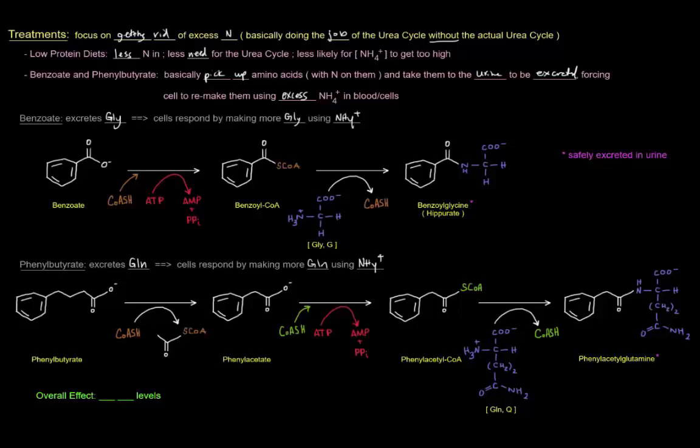Anyway, this phenylacetyl-CoA, the CoA group right here, is replaced with glutamine, and that glutamine is now attached here. And we have phenylacetylglutamine, which, like hippurate or benzoyl glycine, can be safely excreted in the urine, and it's going to take these two nitrogens with it. So the cell has to respond upon losing this glutamine. It has to respond by making more glutamine to account for that loss, and it's going to use the excess ammonium ion in order to do that.